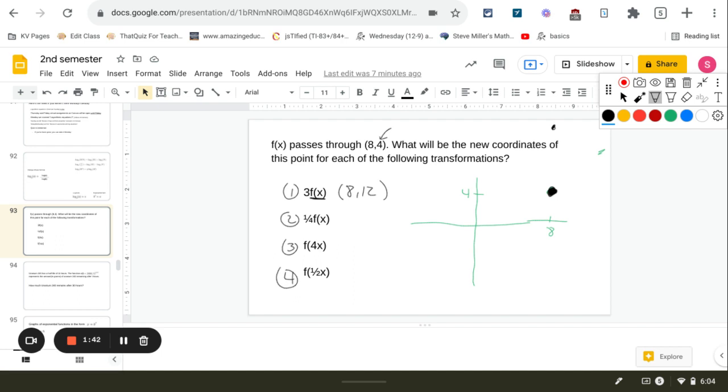Number 2, that's also not bad. My x value would stay the same, 8, but my y value would get multiplied by 1/4. So 4 times 1/4, well, that's going to be 1. In that case, I would be bringing everything in closer. Everything would get closer to the x-axis by a factor of 4.